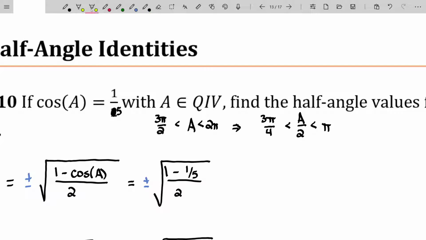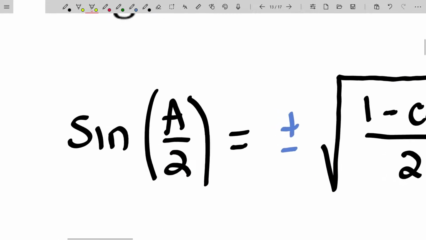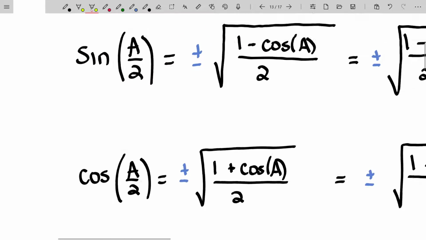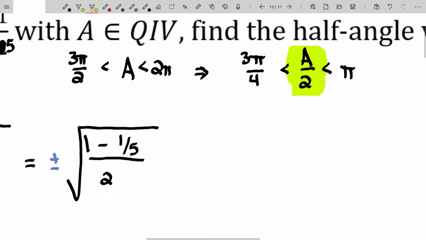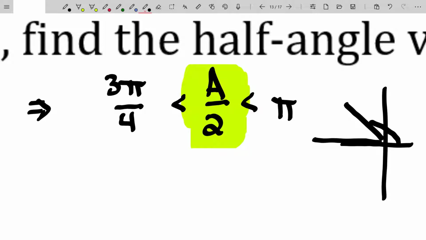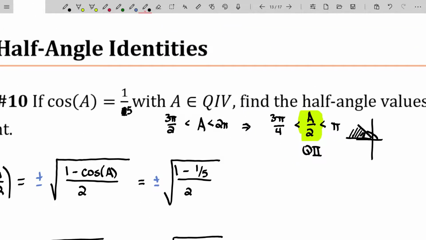So this tells me that the angle that I'm dealing with, this angle of A over 2, is in quadrant 2. Because if you were to draw out an angle between 3 pi over 4, which is there, and pi, which is there, there's where your angle is, somewhere there. And so we know that A over 2 is quadrant 2 in this problem. That's how you do it. It's very fast if you know what you're doing.